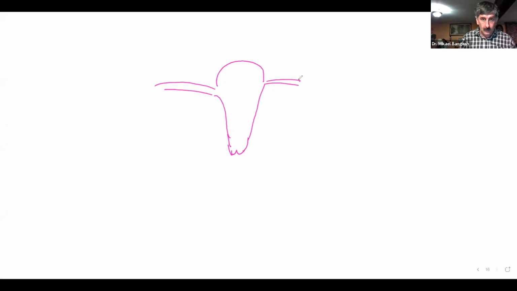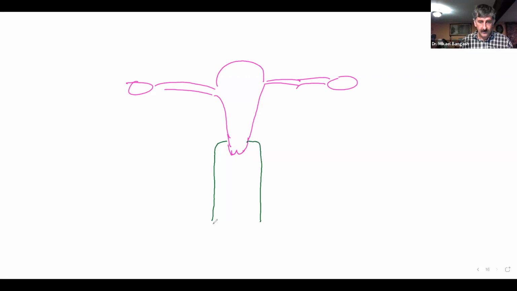Or should we do it this way? The uterus with the ovaries, etc., and the tubes. And now we have the vagina.